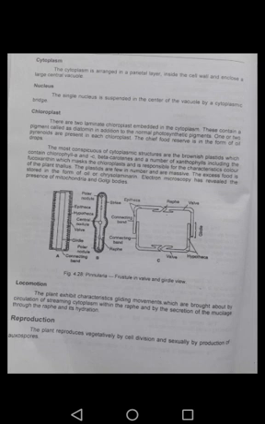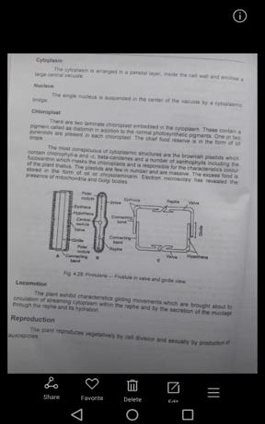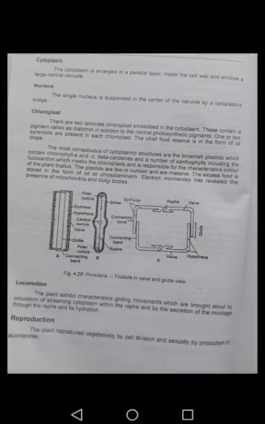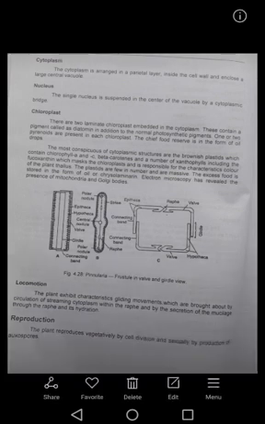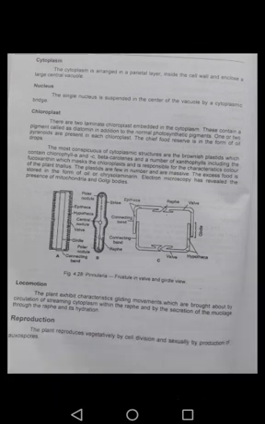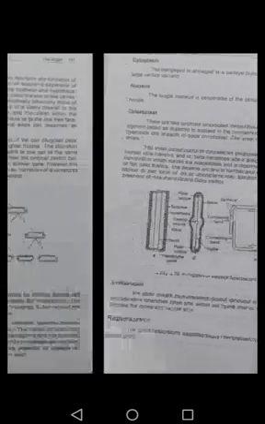Locomotion: the plant exhibits characteristic gliding movements which are brought about by the circulation of the streaming cytoplasm within the raphe and by the secretion of mucilage through the raphe and its hydration. Reproduction: the plant reproduces vegetatively by cell division and sexually by the production of the auxospore.